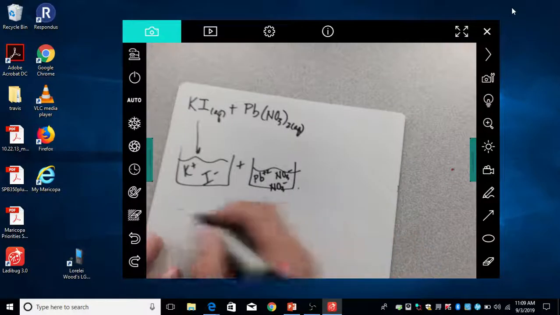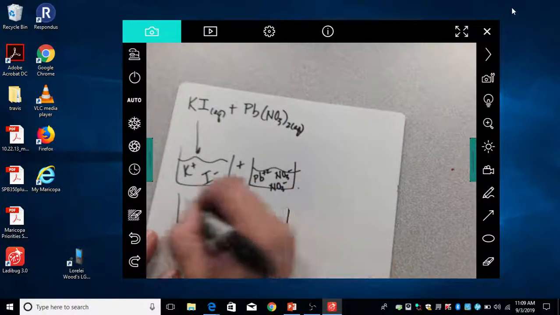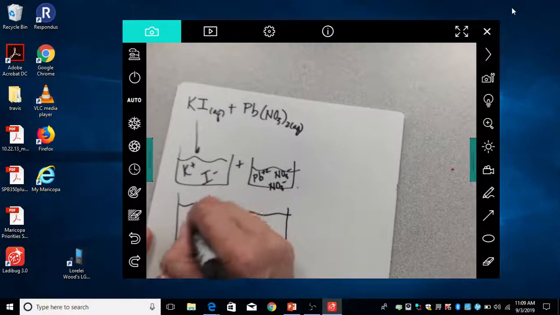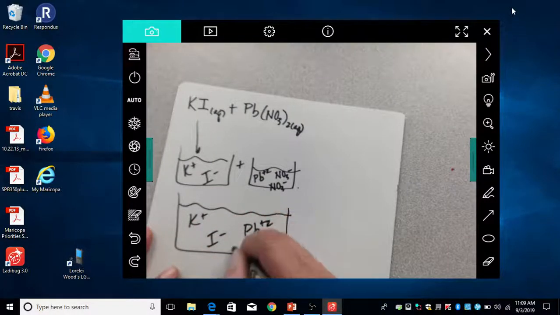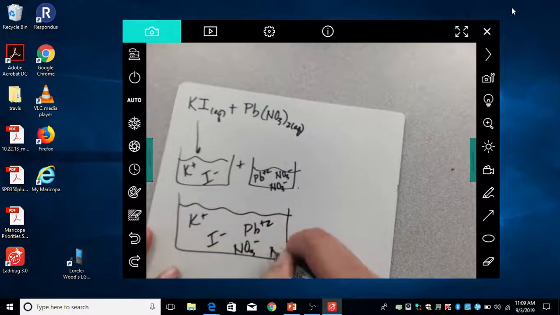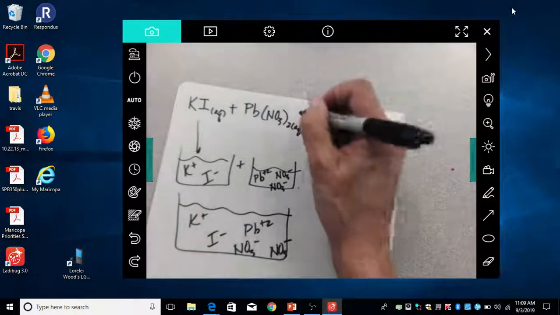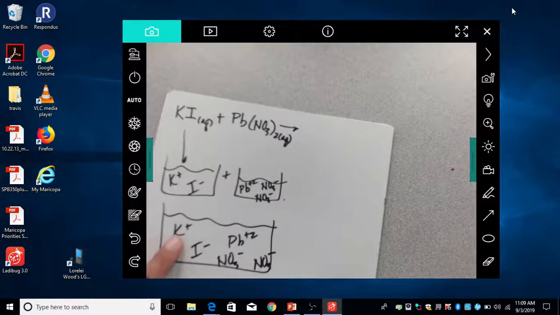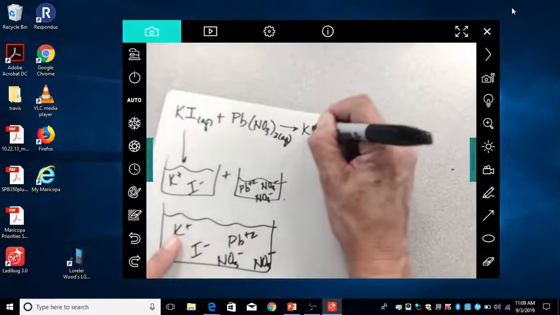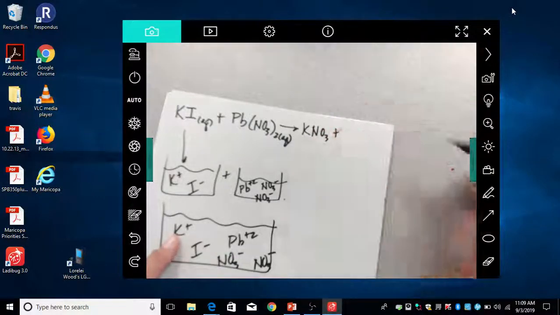All right, now I'm going to have a big, giant ion party. I got my potassium in there, I got my iodide, I got lead floating around, and nitrate attended the party as well. Who might hook up? Potassium and nitrate might be liking each other pretty much to hook up. Who else?